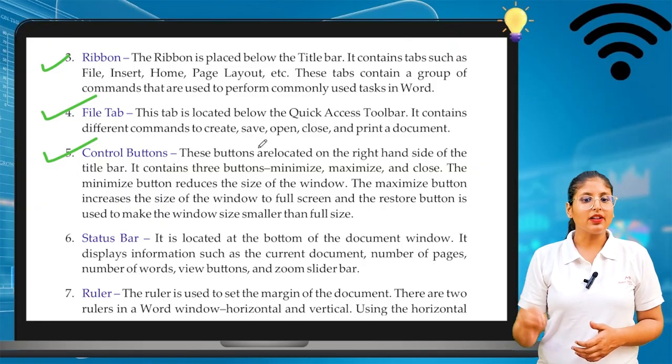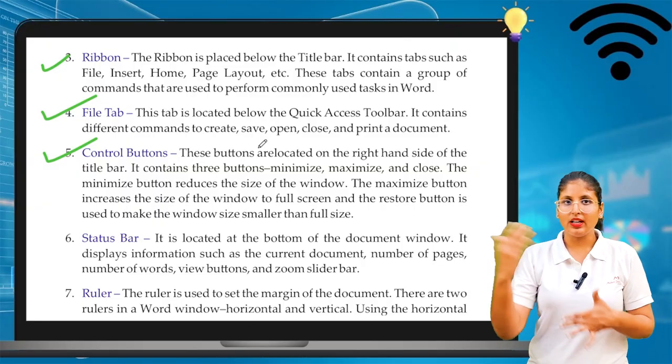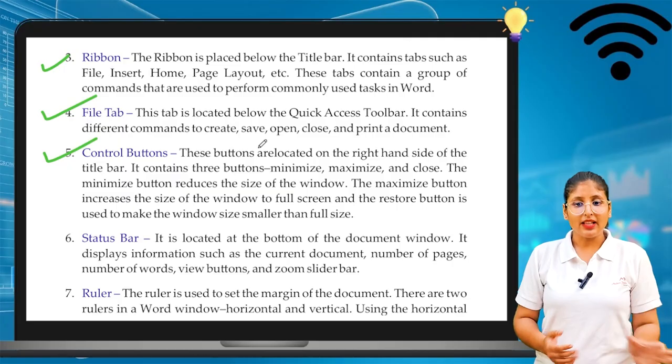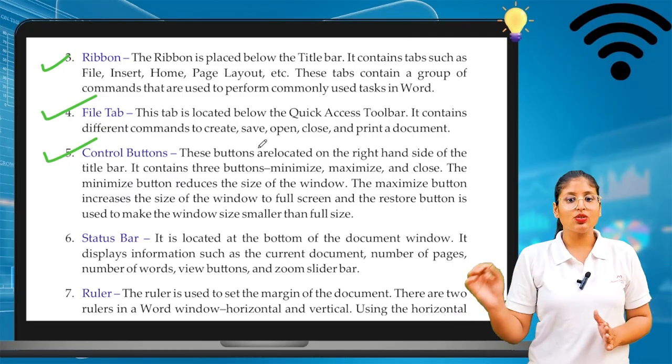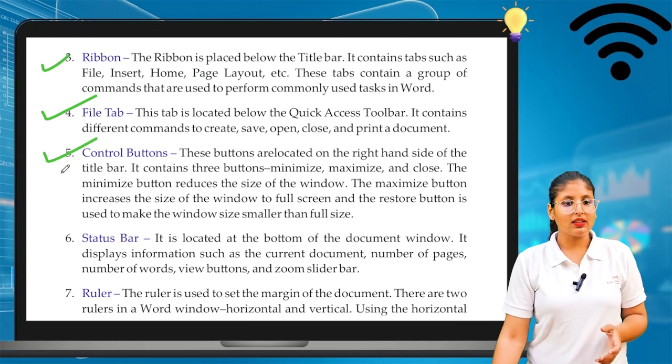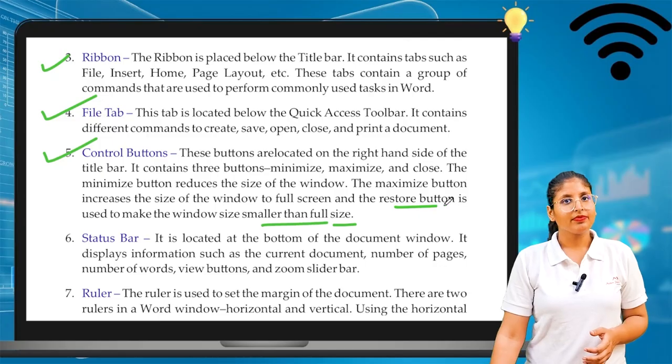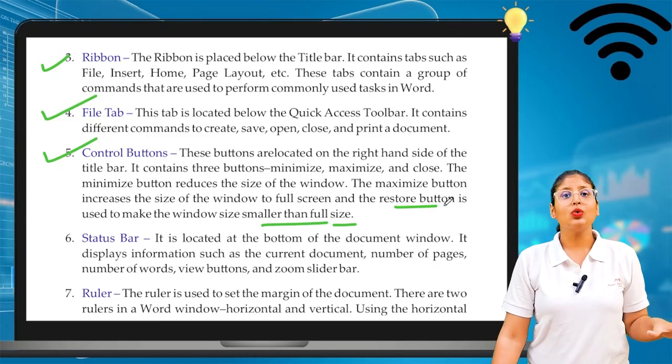The minimize button reduces the size of the window. The maximize button increases the size of the window to full screen, and the restore button is to make the window size smaller than full size. Okay, so we can do all these things.